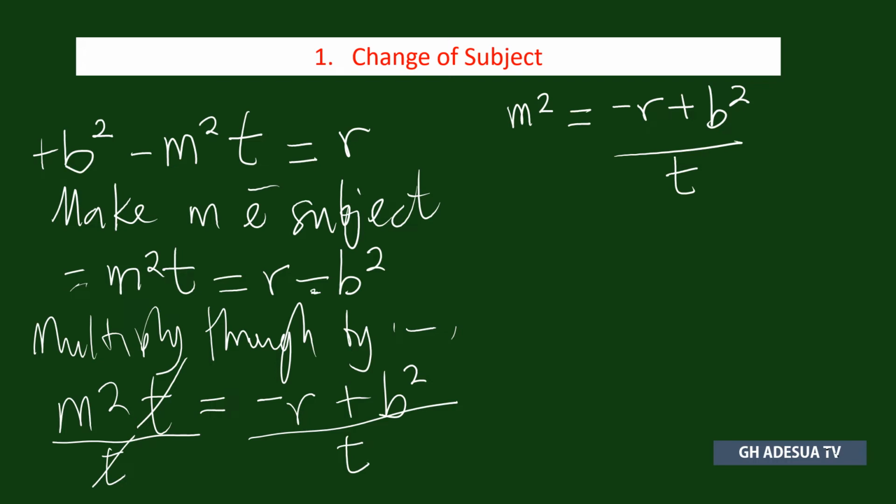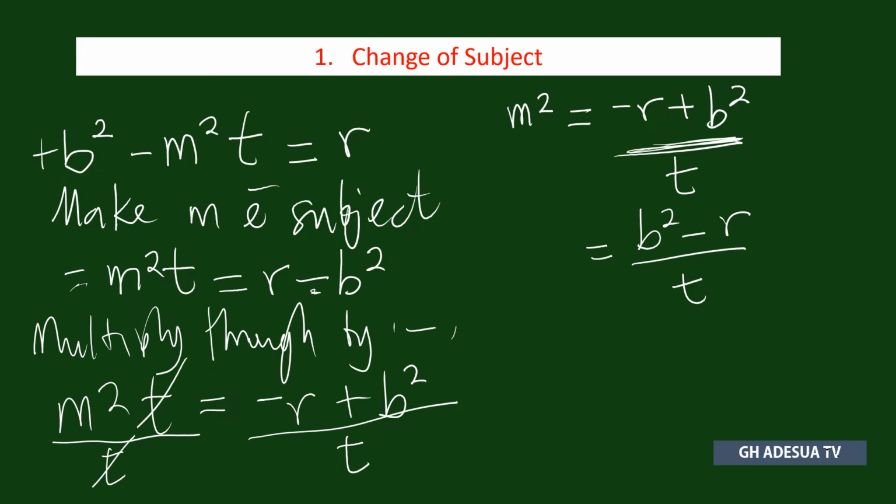Now let's look at the numerator here. We can leave it as minus r plus b squared, or we can reposition it so that the b squared becomes the first, since it has a positive sign, and then the negative r will become the second. So this same thing can be rewritten as b squared minus r over t.